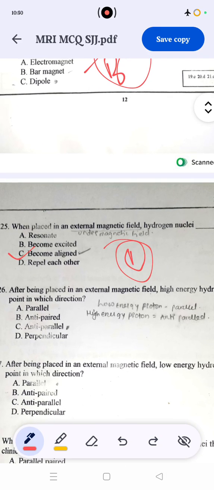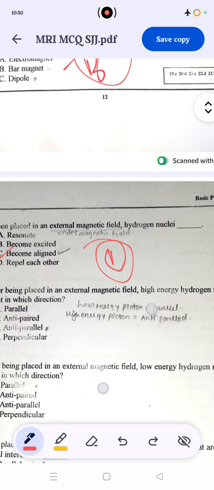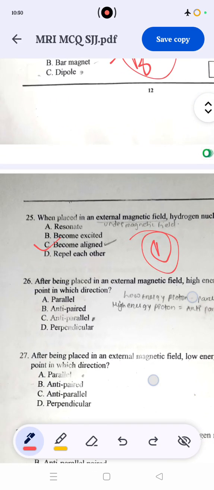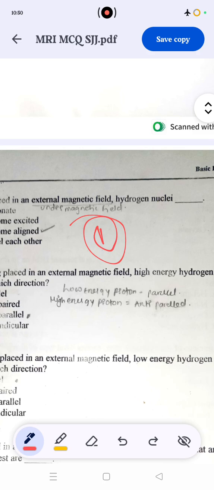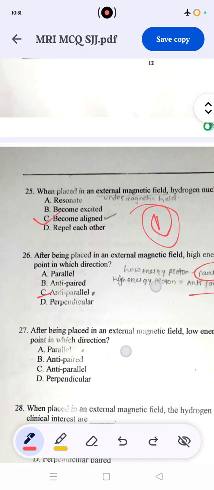Under a magnetic field, the hydrogen atoms are aligned parallelly. Then when placed in an external magnetic field strength, high energy hydrogen nuclei point in which direction? Anti-parallel, parallel, or perpendicular. The correct answer is C, anti-parallel. The description: lower energy protons are parallel, high energy protons are anti-parallel. Okay, lower energy is parallel.